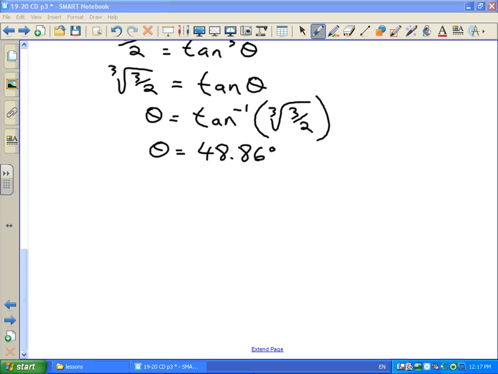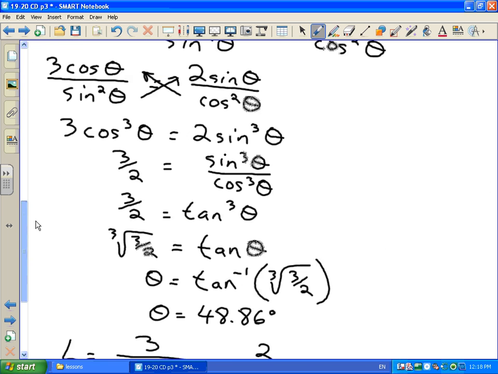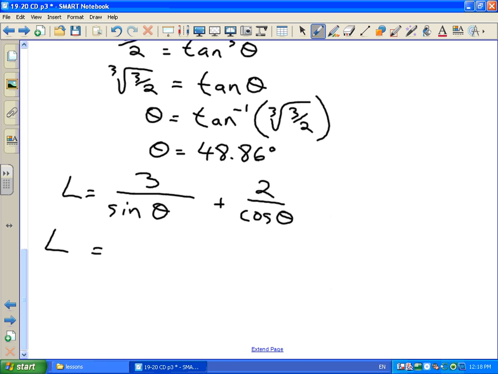So that is going to be the angle in that diagram that is going to optimize our length here. So now we need to take this solution, plug it back into our original equation for the length of the ladder to figure out how long that is. So the length of the ladder was 3 over sine theta plus 2 over cos theta, I believe, if we skim back up to the top here. All right. So we evaluate this.